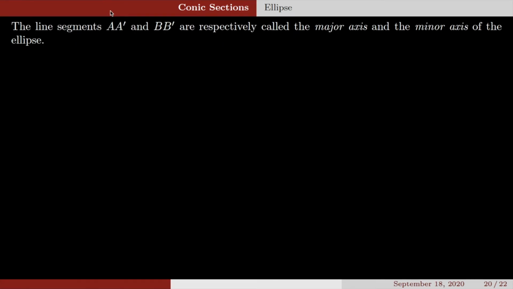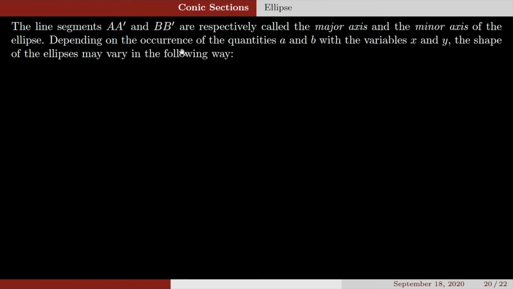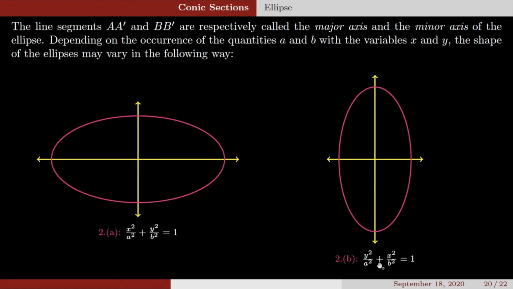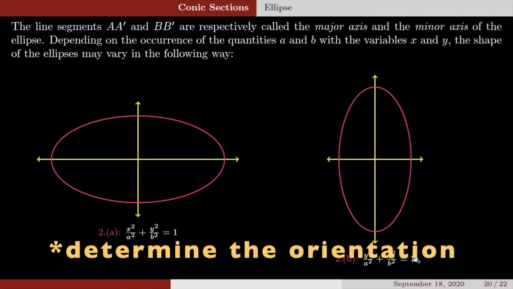Okay, the line segments A dashed and B dashed are respectively called the major axis and the minor axis of the ellipse. Depending on the occurrence of the quantities a and b with the variables x and y, the shape of the ellipse may vary in the following way. It can be either this one, where a is occurring with x and b is occurring with y, or it can be this one, where a is occurring with y and b is occurring with x. So always a is larger, and in which variable it is occurring will determine the shape.